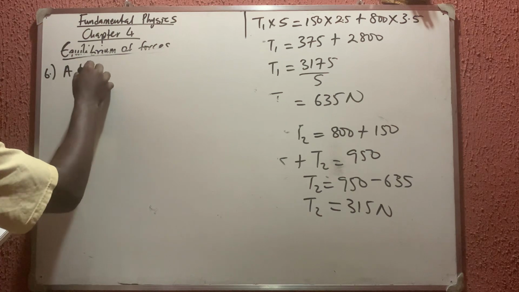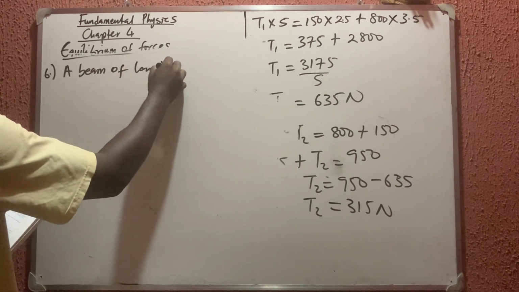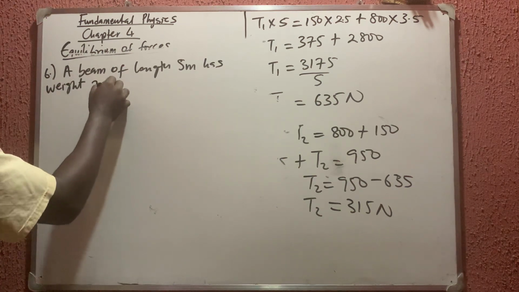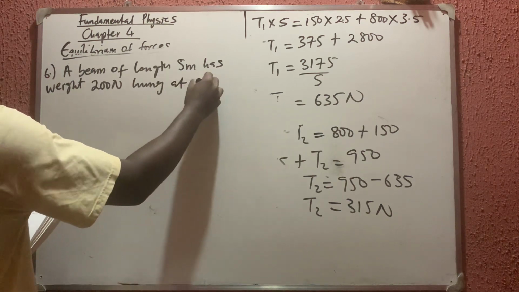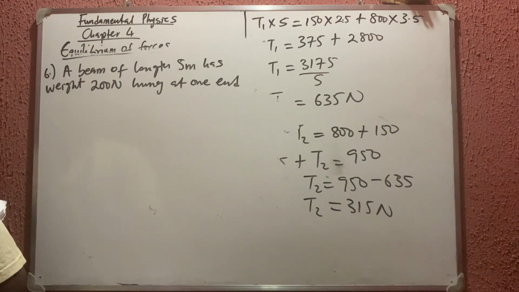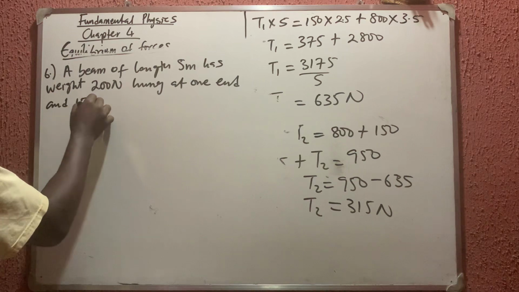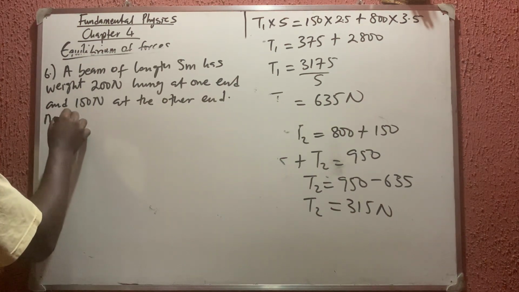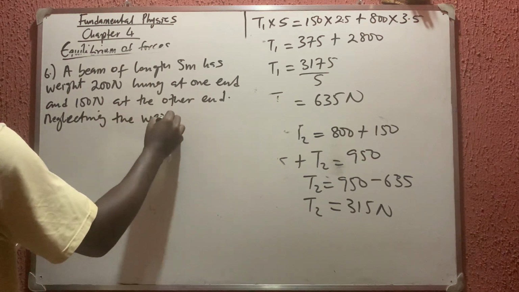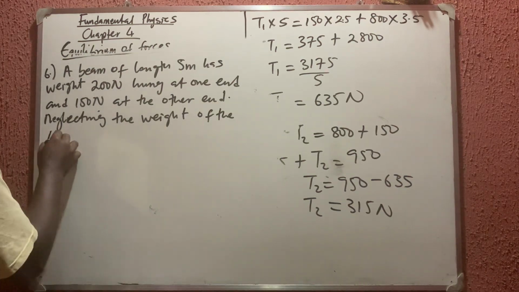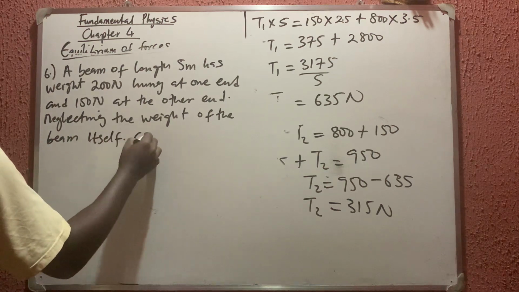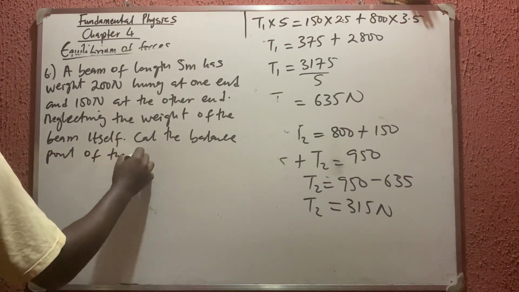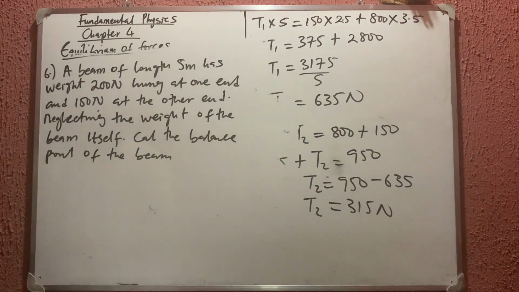Question number 6 said, a beam of length 5 meter has weight 200 Newton hung at one end and 150 Newton at the other end. Neglecting the weight of the beam itself, calculate the balance point of the beam. Okay, now to calculate the balance point of this beam, let us look at this.